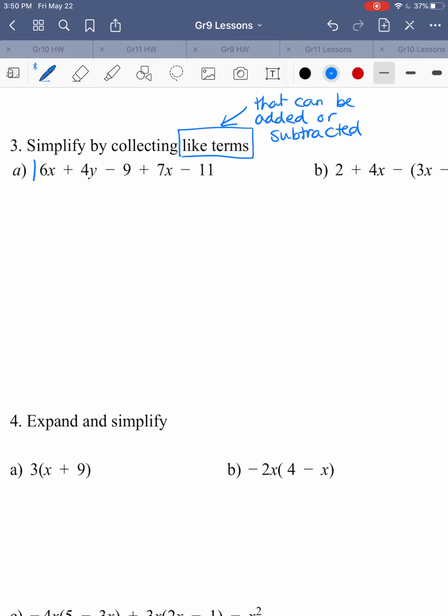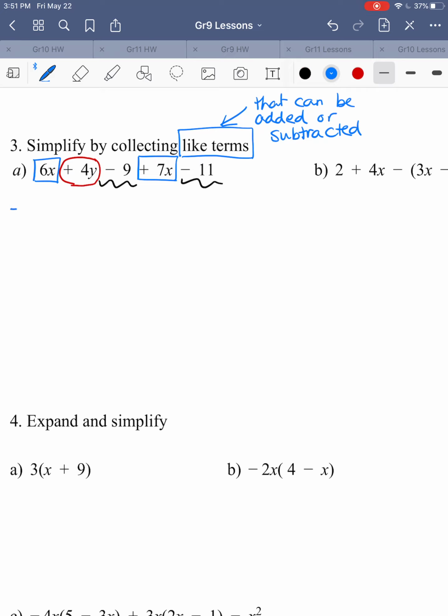So anything with an x and an exponent of 1, those are like terms. So I'm putting a blue box around them. Now we only have one term that has a y in it. Okay, so we have that positive 4y or plus 4y. And then we have two constants, so just numbers. So here we have a negative 9 and a negative 11.